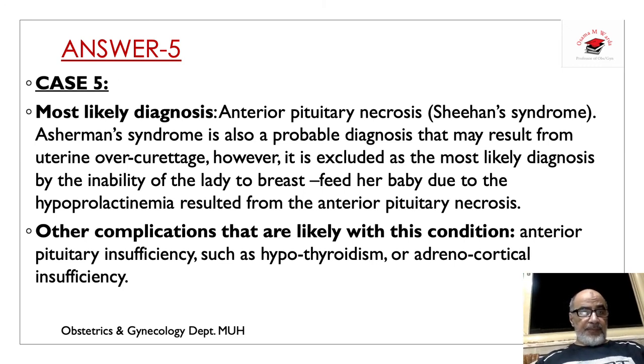Model answer. Most likely diagnosis: anterior pituitary necrosis, Sheehan syndrome. Asherman syndrome is also a probable diagnosis that may result from curettage. However, it is excluded as the most likely diagnosis by the inability to lactate.